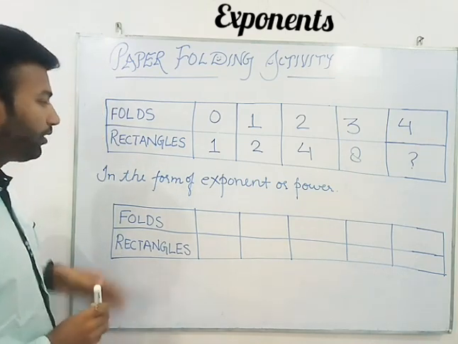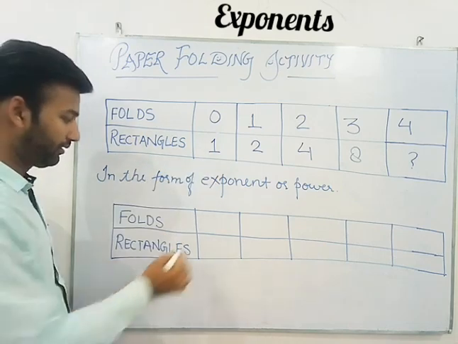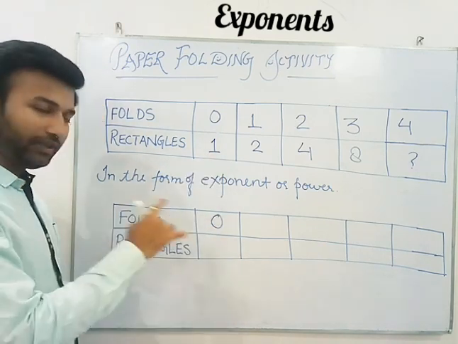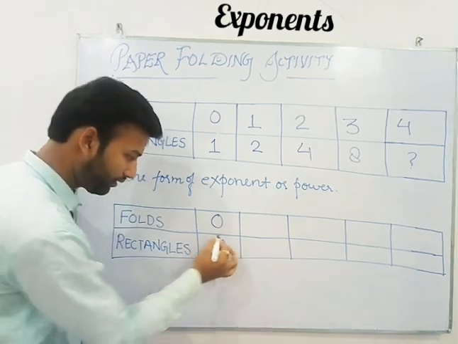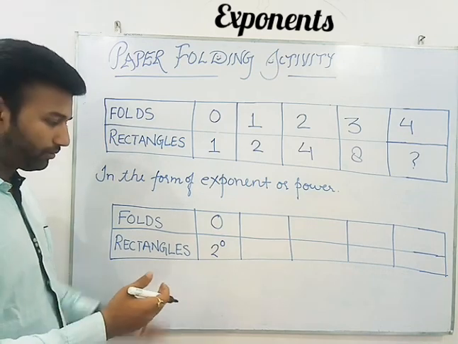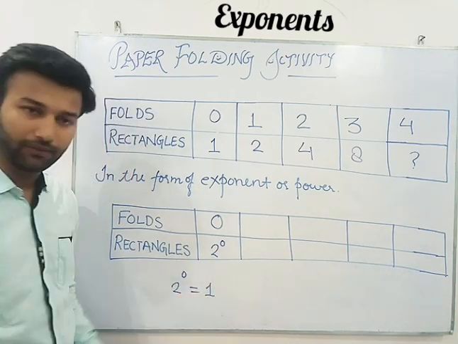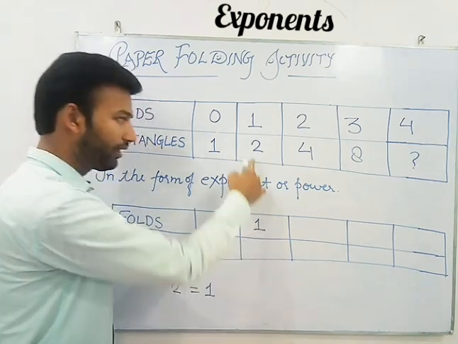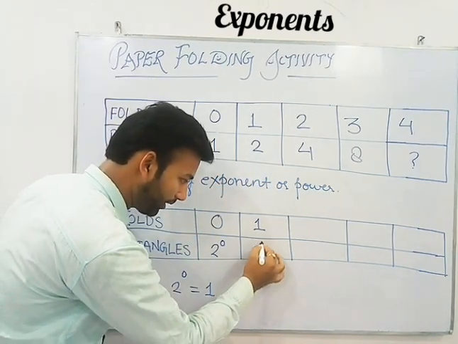Now, in the form of exponent or power, how to write these numbers? If 0 folds, then one rectangle. In this case, we will take 2. So here, 2 to the power 0. I will tell you why: because if the power is 0, then the value is always 1. Now if 1 fold, how many rectangles? 2. So we will write 2 to the power 1.